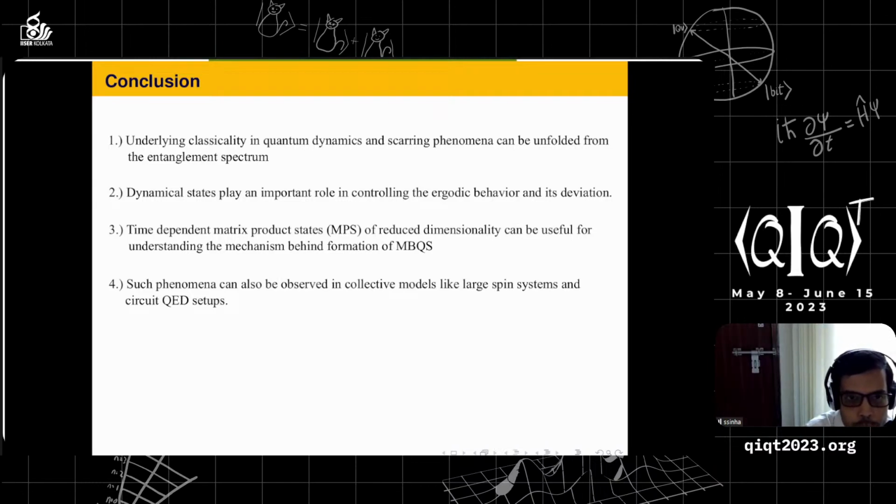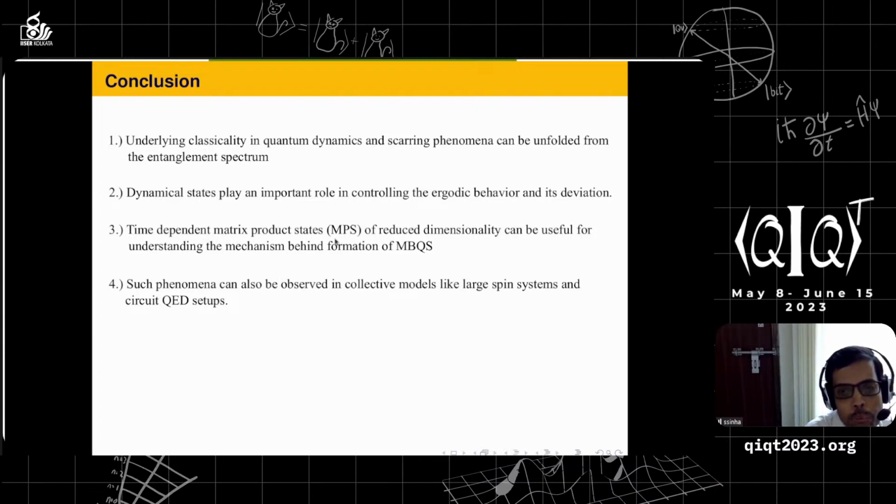And this also gives us another hint that, as I mentioned, the entanglement spectrum can be divided into two parts. One part contains a large eigenvalue. So this regime contains the sort of classical description, whereas the tail part is like the ergodic part. If we throw away the ergodic part, then from this classical part one can construct a reduced density matrix. So this also implies a time-dependent matrix product state.